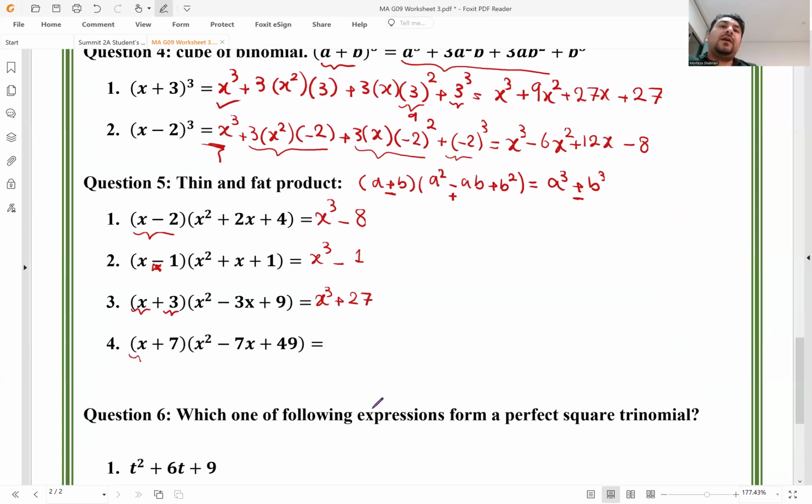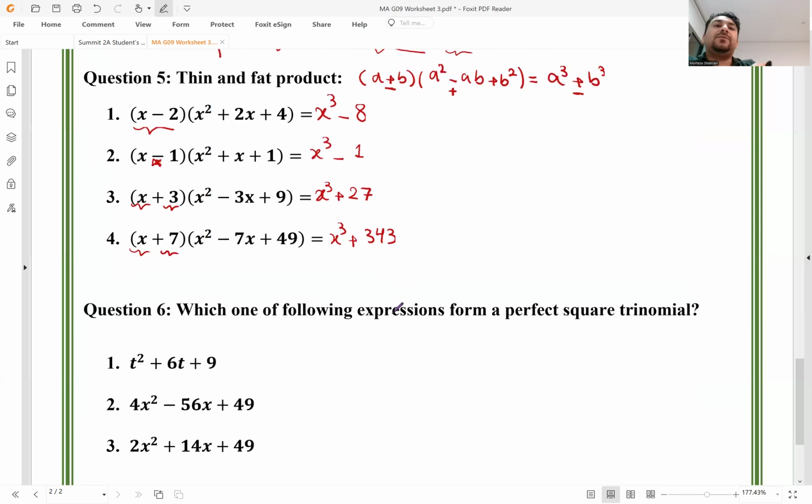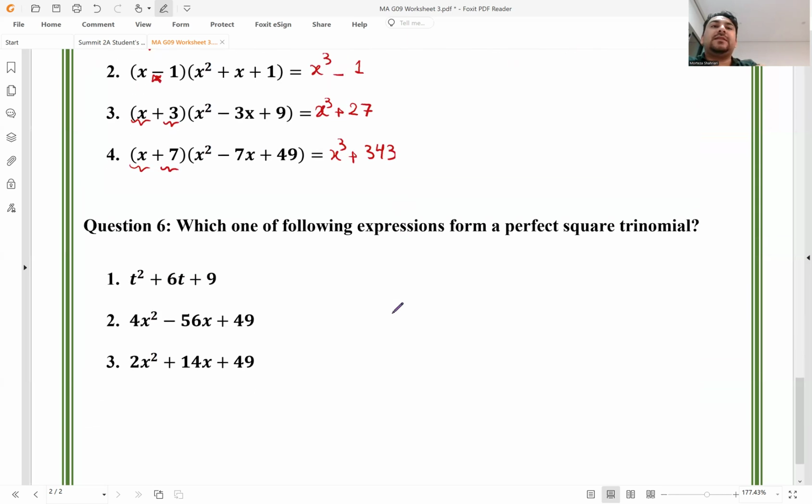Next one, x and 7. So x cubed plus 7 cubed. 7 cubed is 343. Fine, let's move to question 6.